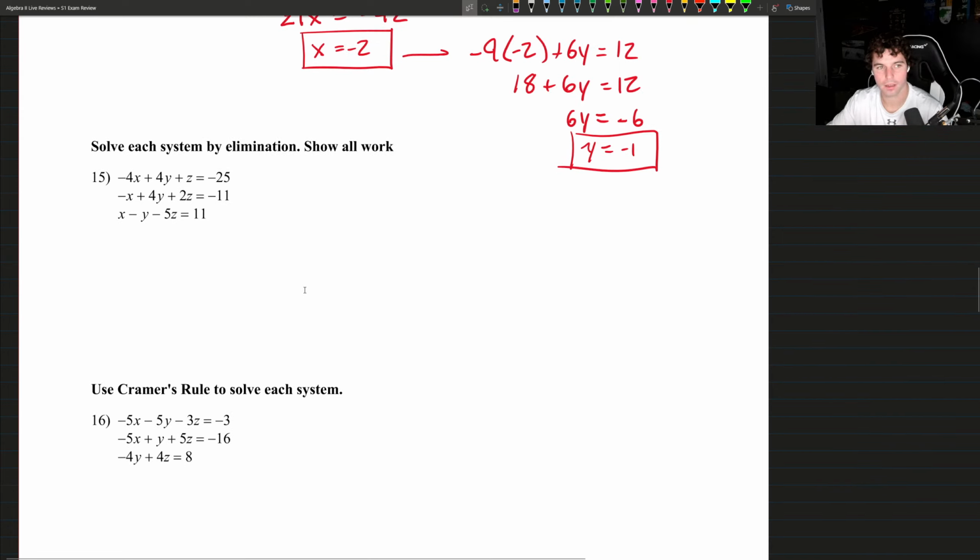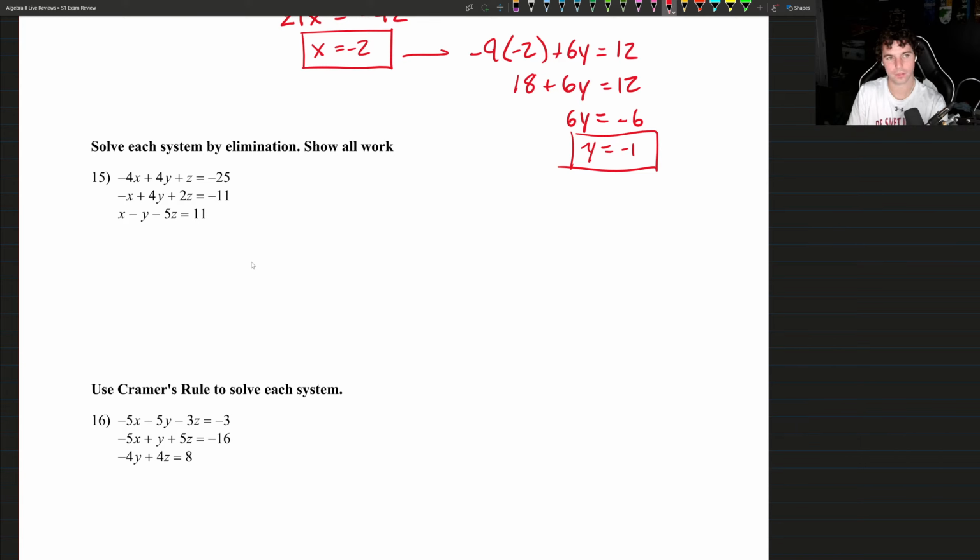The next one's kind of the same, except there's 3. All right. So what we need to do for systems of 3 equations, we need to pick 2 equations, eliminate 1 variable. Then we pick another 2 equations and eliminate the same variable. And once we do that, then we have a system of 2 equations and we solve just the same way we did above. Okay, so I'm going to eliminate x just to stay on the left.